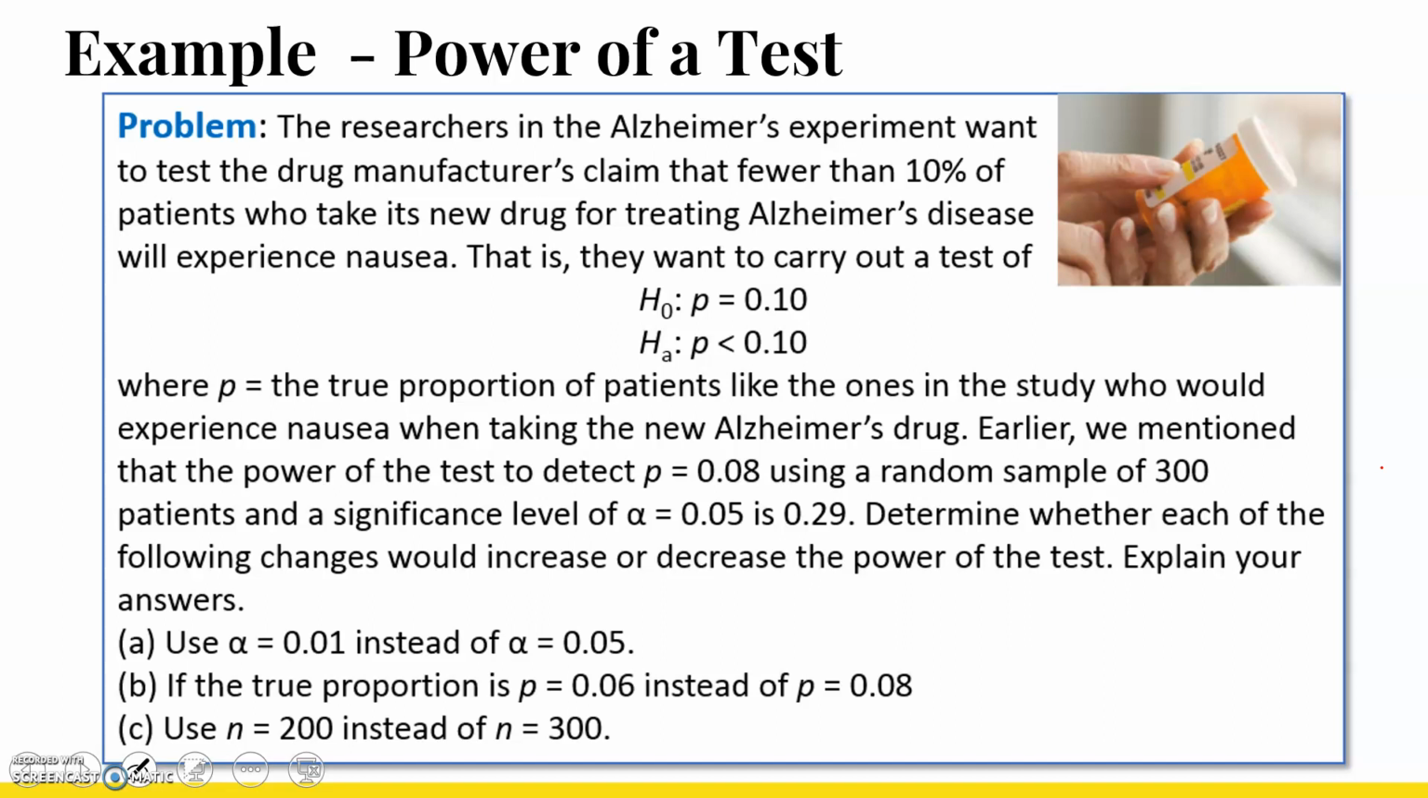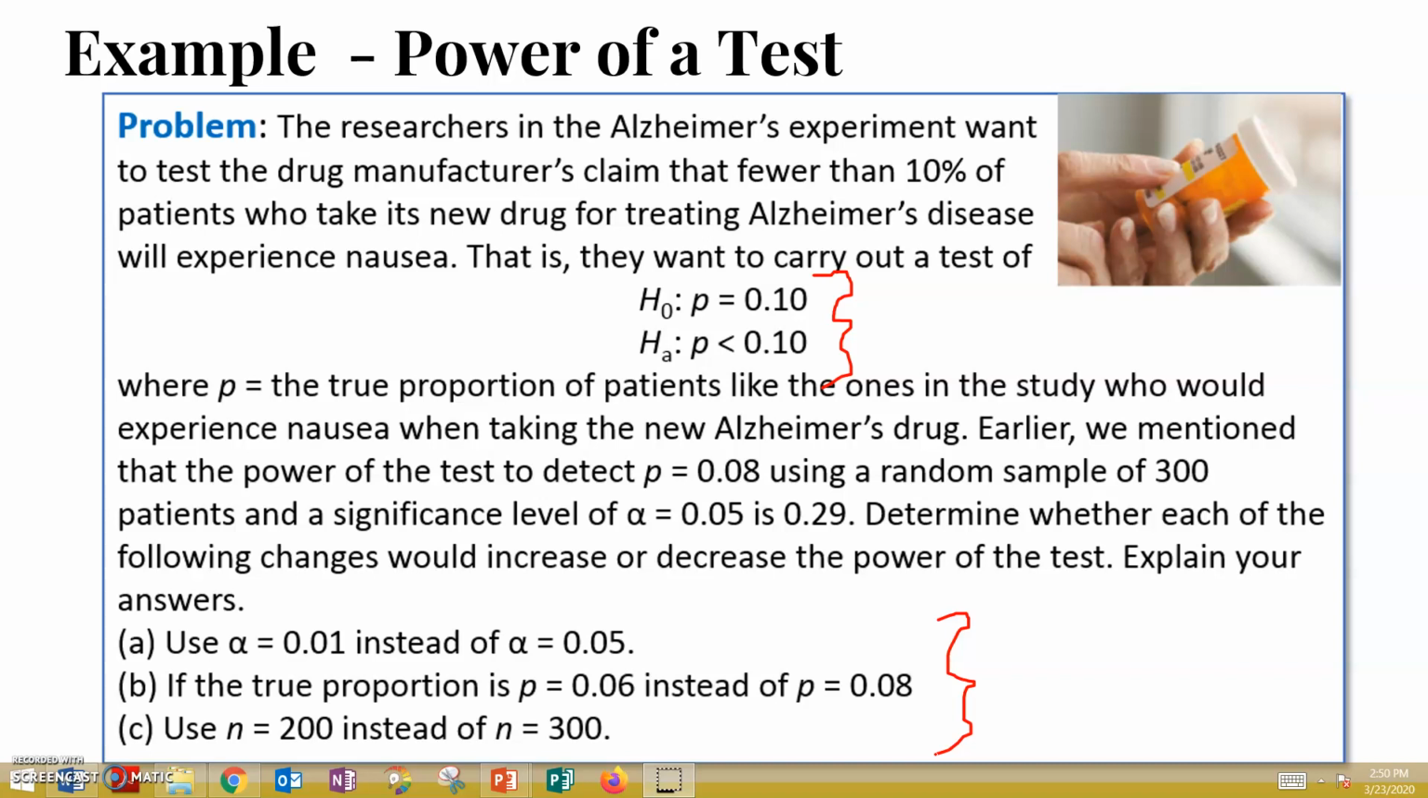All right. This problem here, it says we had an Alzheimer's experiment we talked about in a previous lesson, and it was about users of a new drug experiencing less nausea. So we had a null of 0.10 and an alternative of p is less than 0.10. Now, I'm going to pause. I want you guys to pause the slide and just read through it, and then we're going to answer these three questions down here.